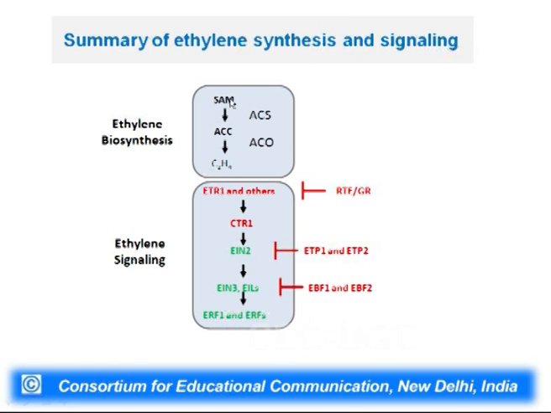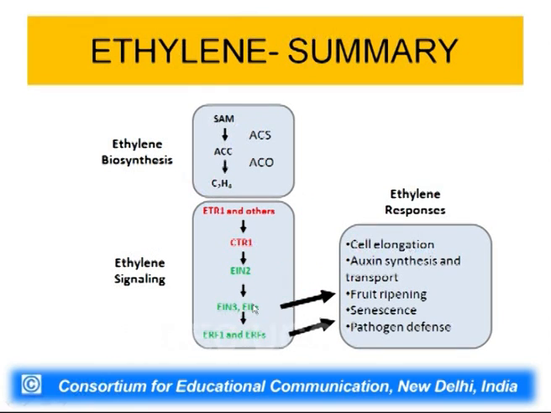This is SAM, S-adenosylmethionine, which makes ACC and then ethylene, through two genes: ACS, amino cyclopropane carboxylate synthase, and ACC oxidase, that makes ethylene. CTR1 is reached by the ETR1 complex. EIN2 is the response regulator, and then EIN3-like proteins and ERFs are the transcription factors. So this is the overall summary. Again I am showing the same thing I showed you earlier, and this eventually affects cell elongation, auxin synthesis, fruit ripening, senescence and pathogen defense.